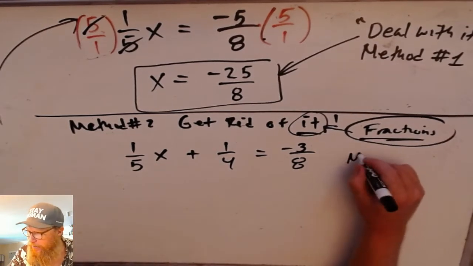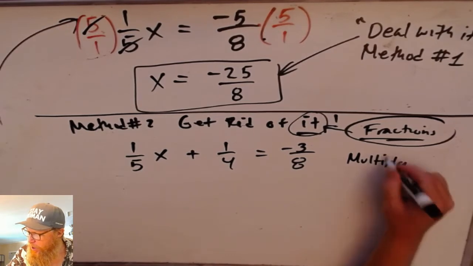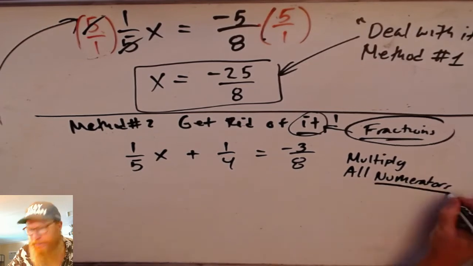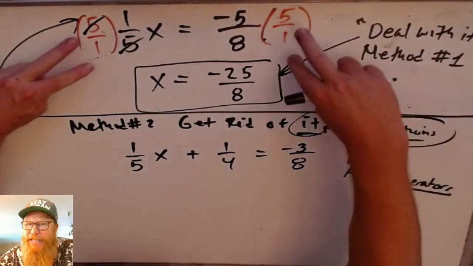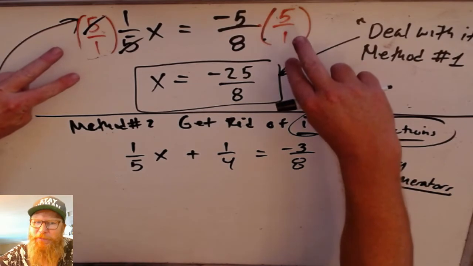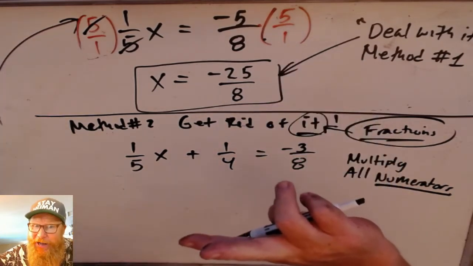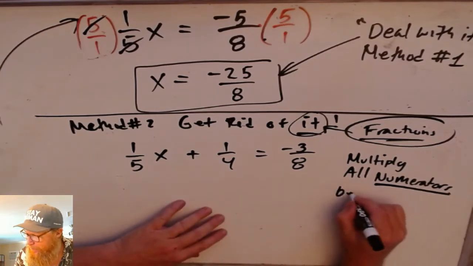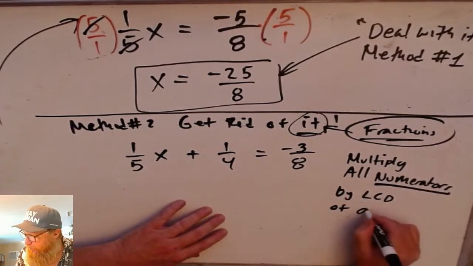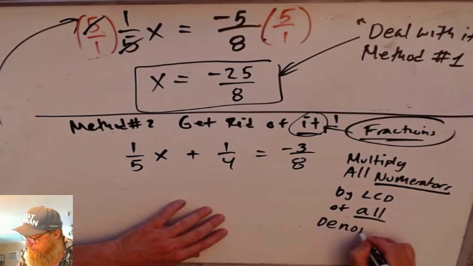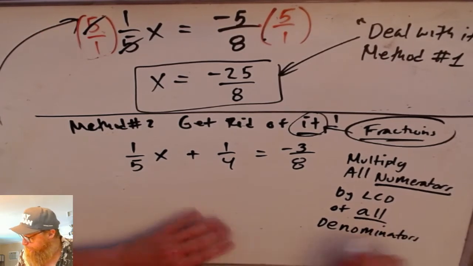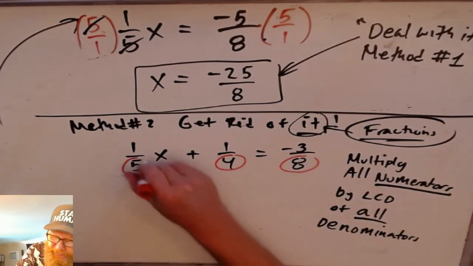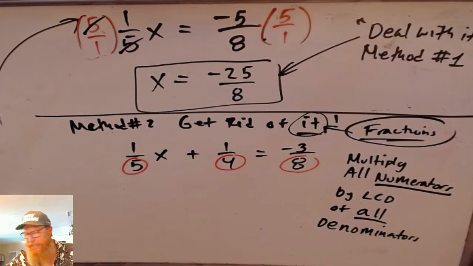And the way we do it is we multiply all the numerators, and that's an important distinction, not like in the deal with it method. The deal with it method, you're multiplying the numerator and the denominator. This is a slightly different method. You're only going to multiply the numerators by the LCD of all the denominators. So you're going to look at all of the denominators and multiply by the LCD.